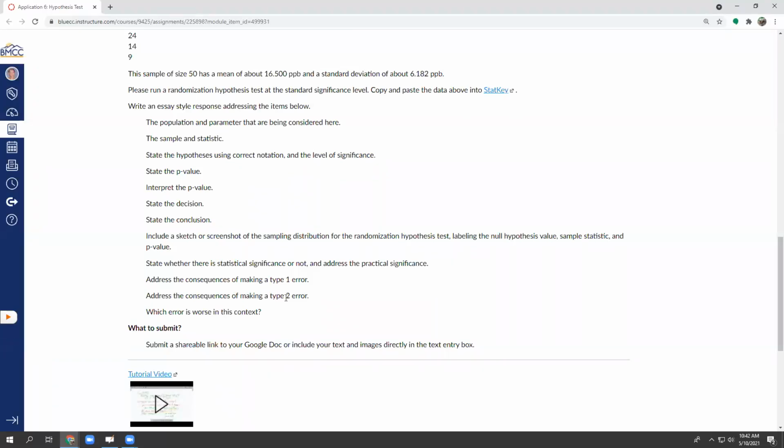What is a type 1 error? What is a type 2 error in this context, and which is worse? Okay, so we went over all that stuff there.